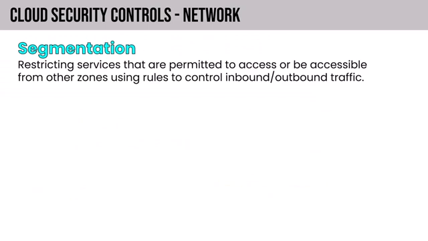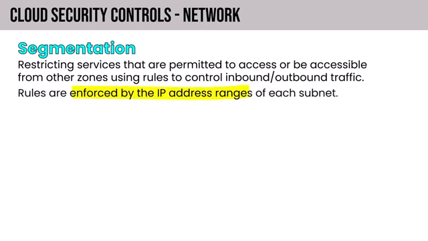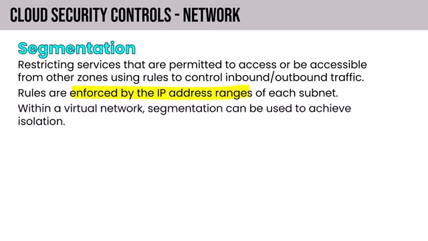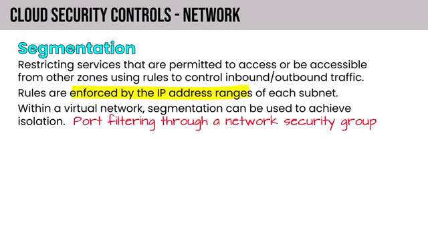Network segmentation involves restricting services that are permitted to access or be accessible from other zones using rules to control inbound and outbound traffic. Rules are enforced typically by IP address ranges of each subnet, and within a virtual network, segmentation can be used to achieve isolation. Oftentimes, we'll see network security groups used to implement port filtering. So, for example, we could put database servers in their own subnet and restrict inbound traffic just to listening database service ports.